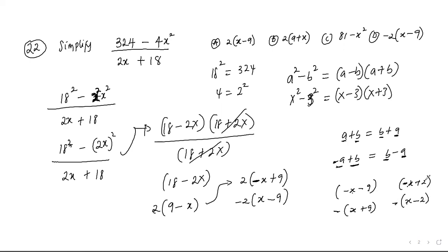Negative times negative 2 is positive 2. That is what I did here. See, negative times negative is positive 2. Now, if we look at the options, D must be the correct answer.